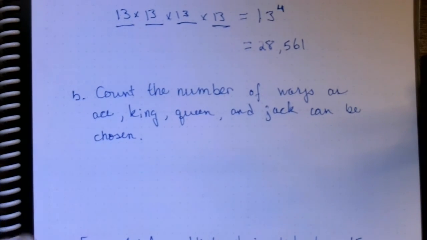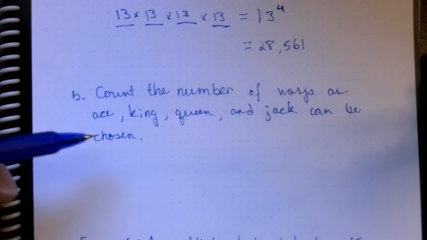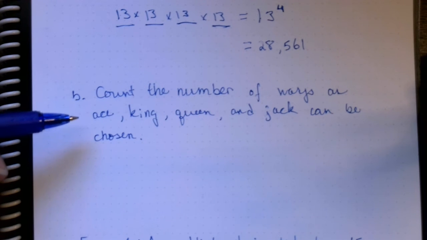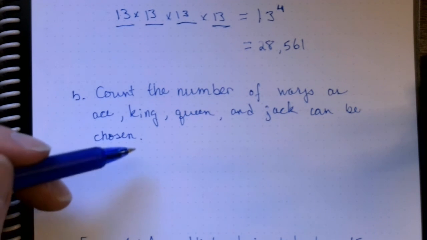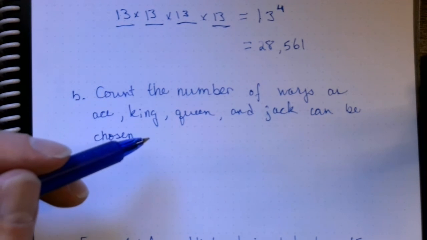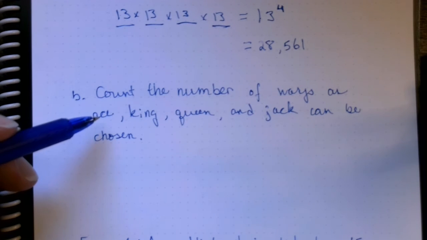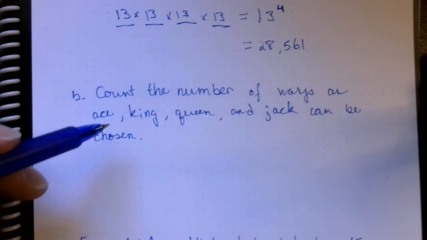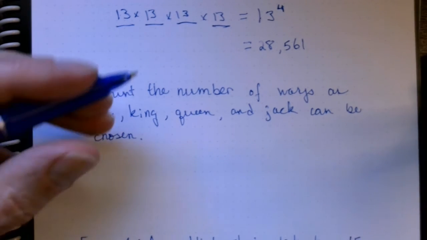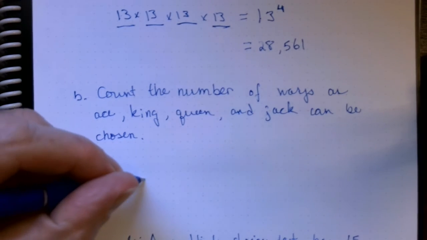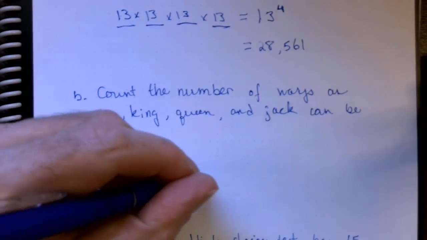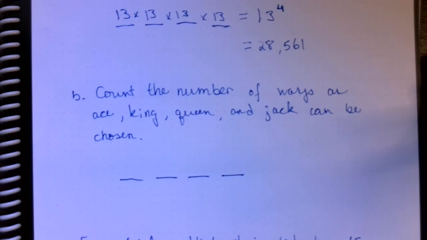Okay, so let's look at this here. Count the number of ways an ace, king, queen, and jack can be chosen. Now, I want you to note here in this problem, it didn't say the ace had to be first. It didn't say in that order. If it was in that order, then there's only one way to do it. But it just said I'm going to end up with an ace, king, queen, and jack. So once again I have 4 stages to my problem.